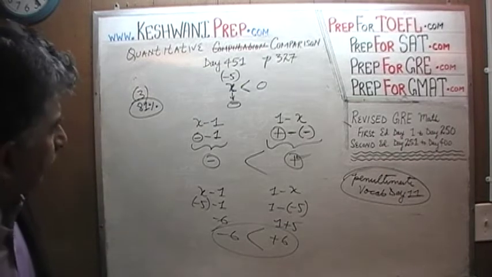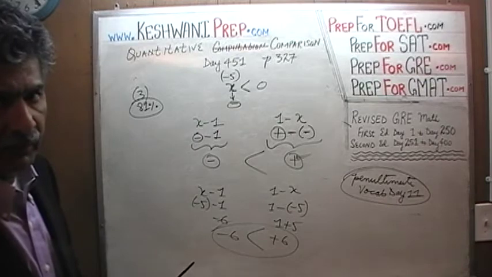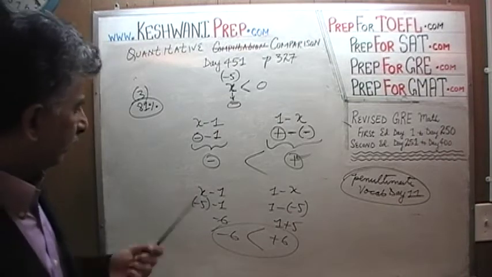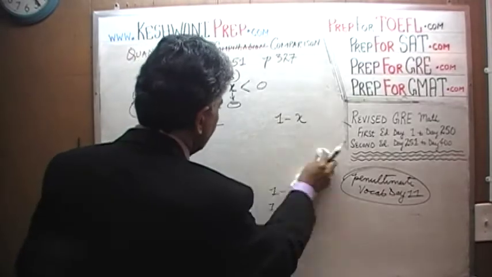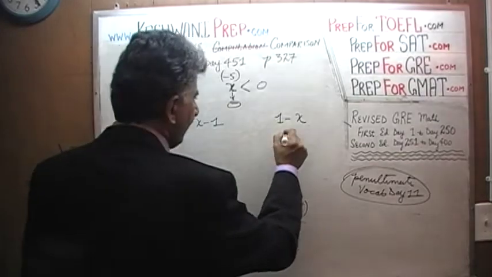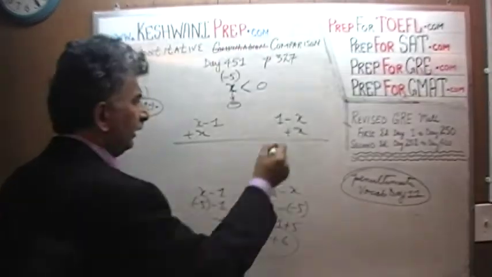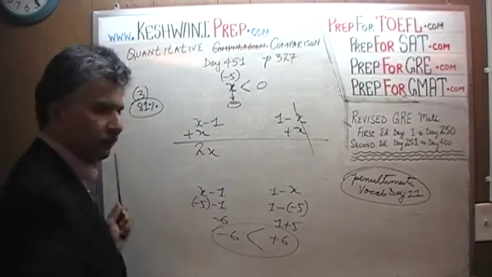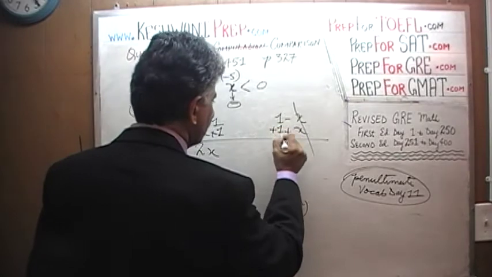A thought just occurs to me. If you like, I can show you one more way, more of a theoretical, abstract, algebraic way. If you're curious, this is how you do it algebraically. Let's add x to both sides. When we add x to both sides, this x goes away and this becomes 2x. Let's add 1 to both columns. When we add 1 to both columns, this becomes 2.